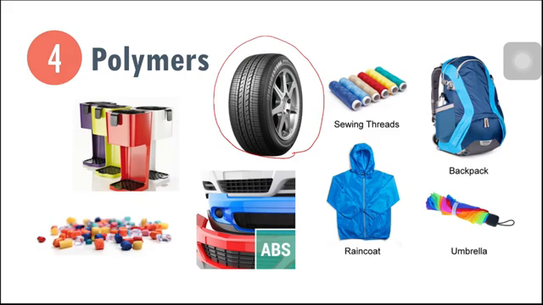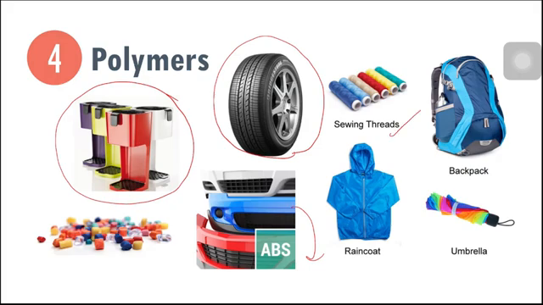If you drive a car, your car bumper is polymer. For the appliance, the housing of the small appliance comes from polymers. Even your shirt, your clothes, comes from polymer as well.